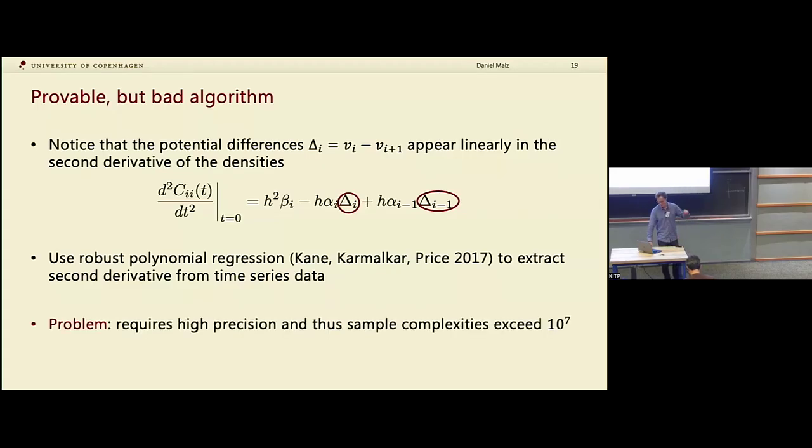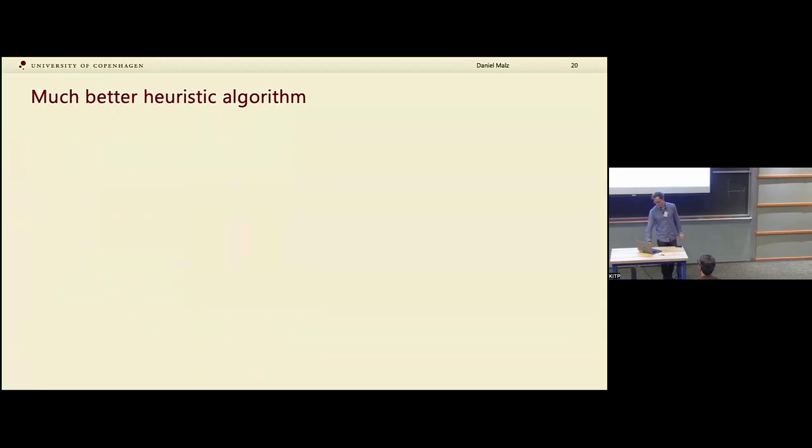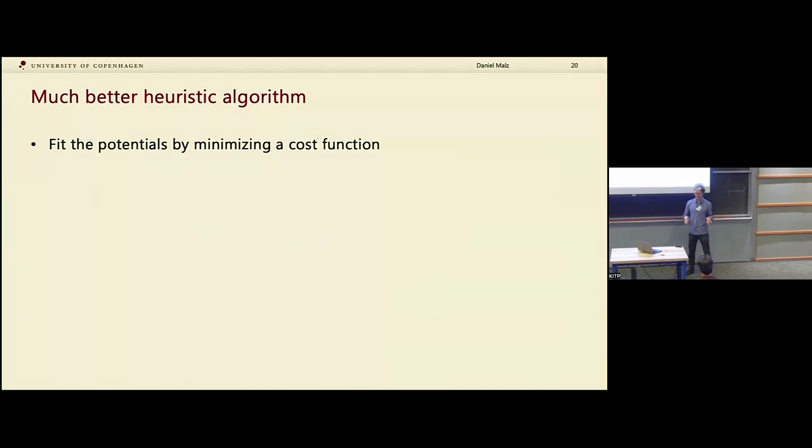But the problem with this algorithm is, you can prove that it works, but it requires quite high sample complexities. We tried it numerically, we tried to optimize it, but it's really quite bad. So it doesn't seem possible to use this in practice in experiments. So we thought about heuristic algorithms, and a really simple heuristic algorithm is just fitting the potentials by minimizing a cost function. It's really quite basic, but we tried it out and it works quite well.